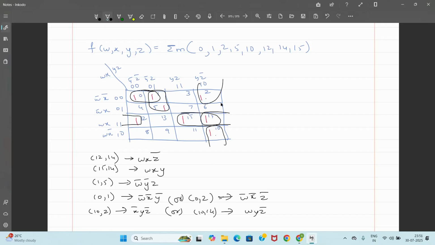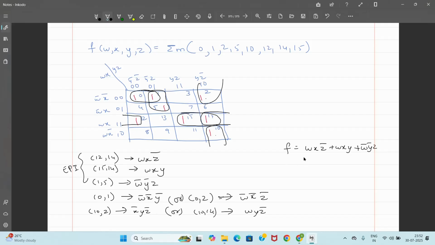But make sure that all the ones are covered and there is no redundant term. You're not grouping such ones which are already covered. Any group you take should have at least one unique number in it, or else it should not overlap with others and it shouldn't be a waste term. So your final answer now will have these three terms for sure because they are essential prime implicants. In these three, you have one cell which cannot be covered in any other group. So they are essential. Now, out of the other two, you have options.